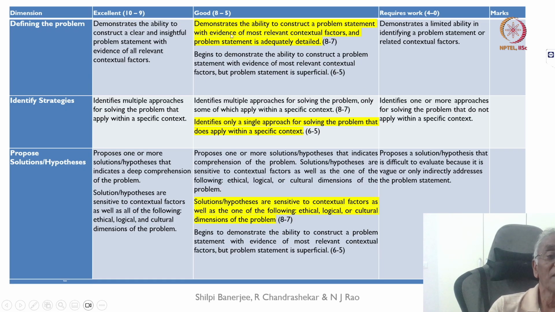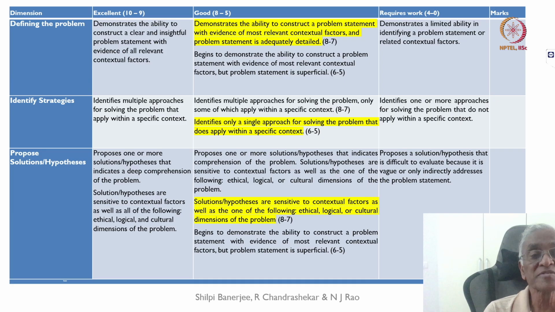It requires a lot of effort to create this kind of detailing, like: demonstrates the ability to construct a problem statement with evidence of most relevant contextual factors, and the problem statement is adequately detailed. It is still not excellent, but it is reasonably close to that. Then between 8 and 7, again it becomes subjective. Whether you want to give 8 or 7 is again for the instructor or evaluator to decide.